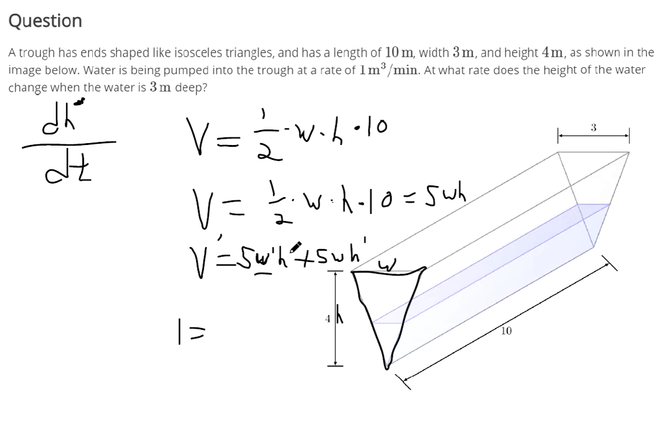W prime, they don't tell us how fast the width is changing. So right now, we're going to have to leave that as W prime. The height of the water, length 10, the height, right when the water is 3 meters deep. Right now, the height is 3, so we can plug in a 3 in here.